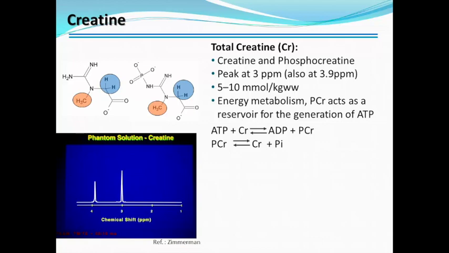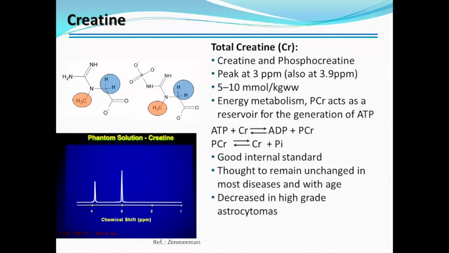Creatine is a marker for energy metabolism, since phosphocreatine acts as a reservoir for the generation of ATP. At 1.5 and 3T, we are not able to distinguish creatine from phosphocreatine, so we look at the sum. Therefore, it's often thought to be a good internal standard because we're looking at both creatine plus phosphocreatine. It's unchanged in most diseases and with age. However, it has been found to be decreased in high-grade astrocytomas and a couple of other diseases.